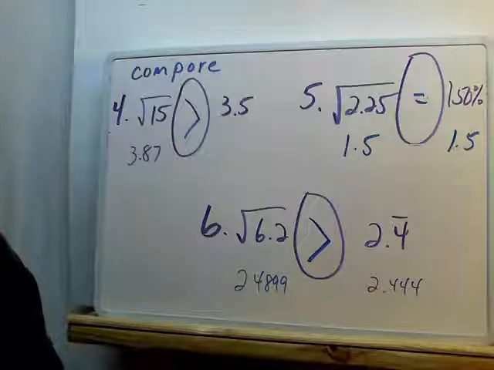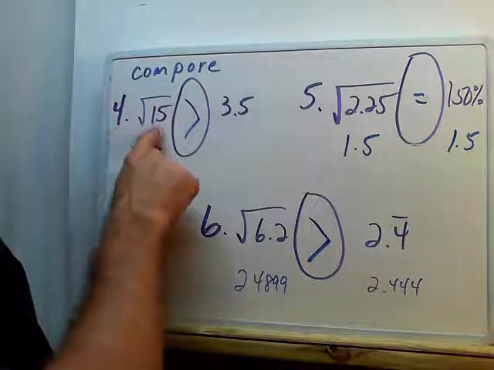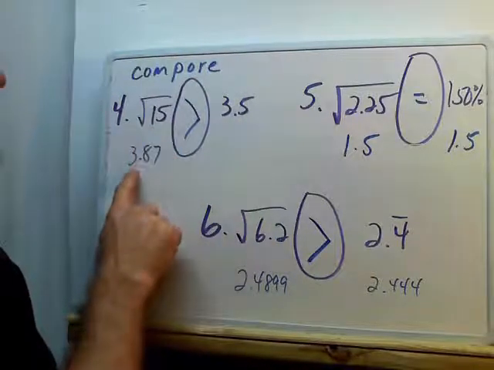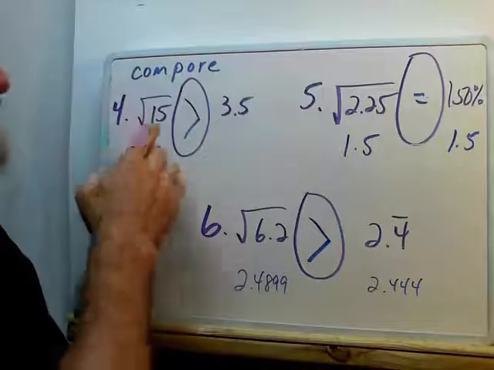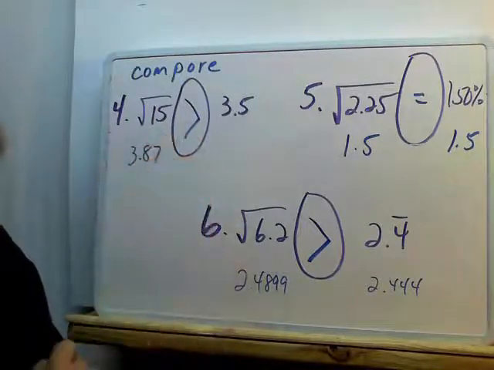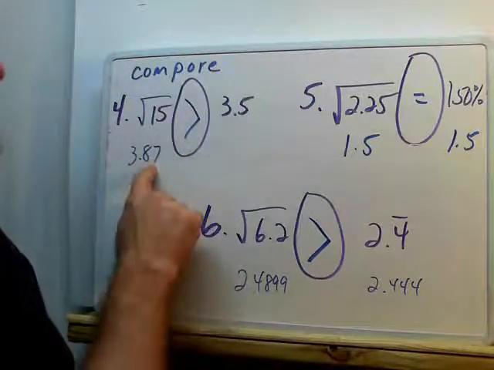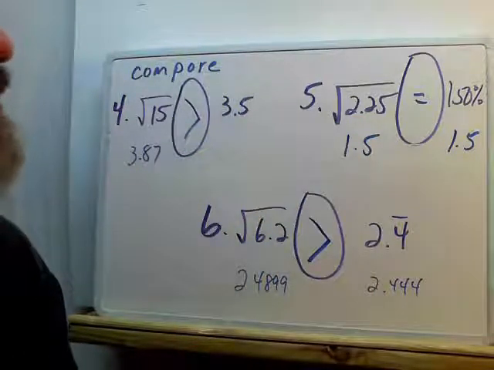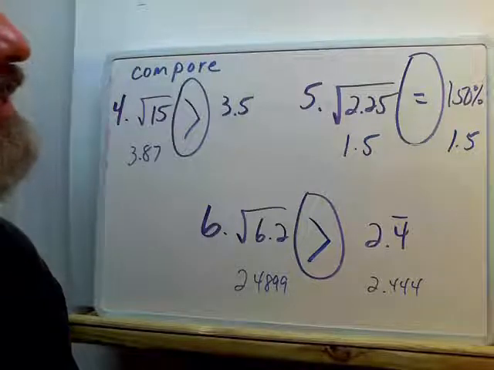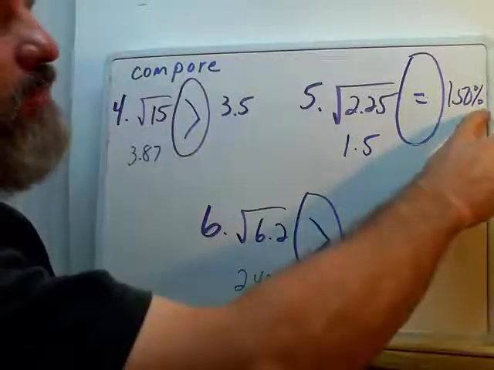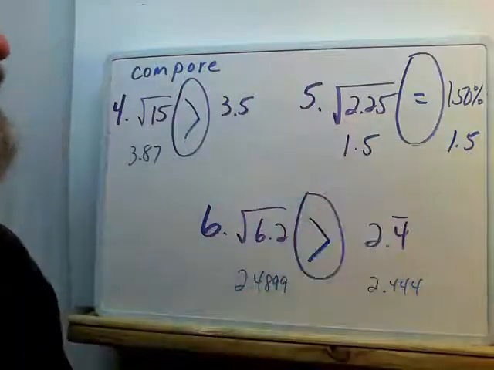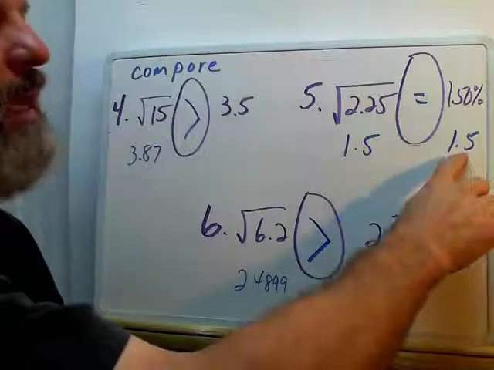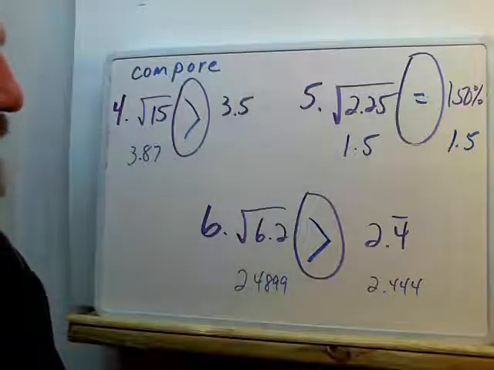Number 4, compare. So we have the square root of 15 and 3.5. Put the square root of 15 in a calculator, we get 3 and 87/100ths to the hundredths place, and we can see that it is a greater than situation. 87/100ths is greater than 50. Number 5, the square root of 2 1/4, or 2.25, and 150%. Well, the square root of 2 and 25/100ths is 1.5, and 150% is also 1.5. Therefore, we have an equal situation in this case.